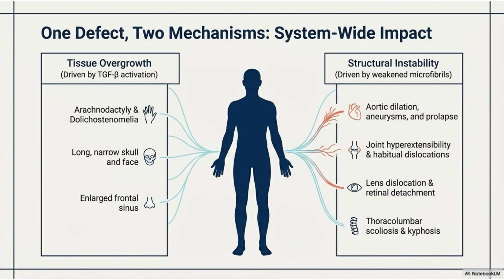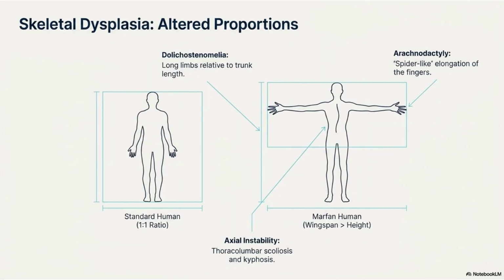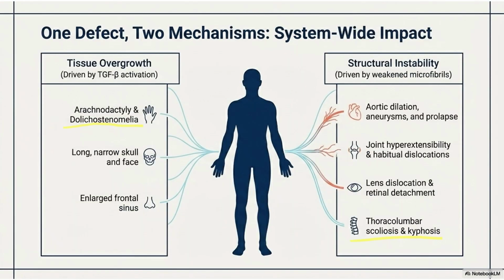Now let's look at the clinical features. The most striking findings are seen in the skeletal system. Patients typically have arachnodactyly, meaning long, slender fingers. They also show dolichostenomelia, where the limbs are disproportionately long compared to the trunk. Thoracolumbar scoliosis is common, and the face and skull are usually long and narrow, often giving an immediate clue to the diagnosis.